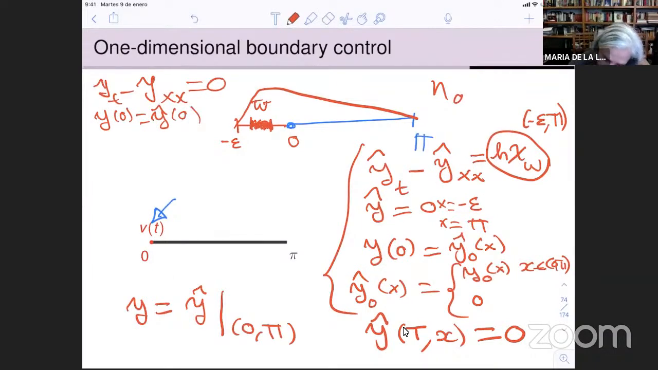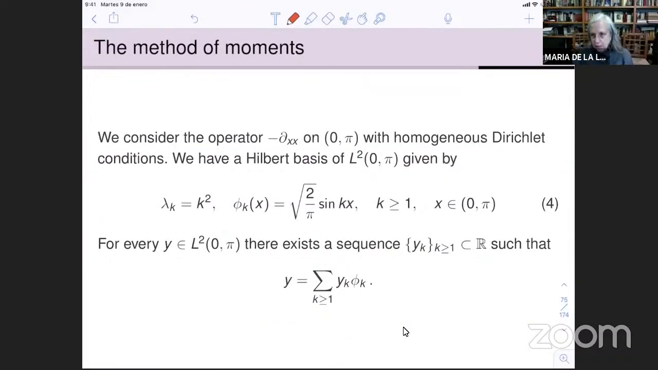Okay, so this is going to be my control. This is one way of proving the controllability when I act on the boundary, because I have this result when I act in the interior. But now I'm going to show you another technique to control the heat equation. Again, this is of use in several equations, but mainly in the case of one-dimensional equations.